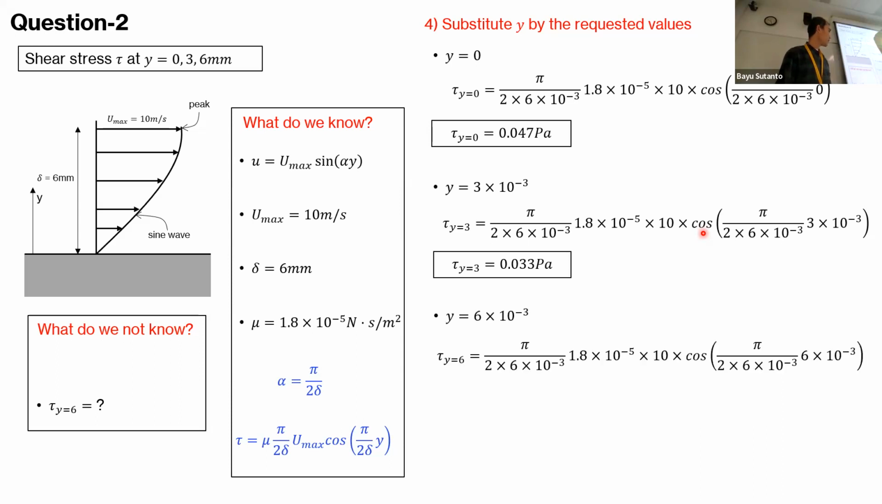And when y is at delta, or 6 millimeters, cosine of pi over 2 is 0, because 6 divided by 6 is 1. Cosine of pi over 2 is 0. So on the front, multiplying by 0, we have 0 here.